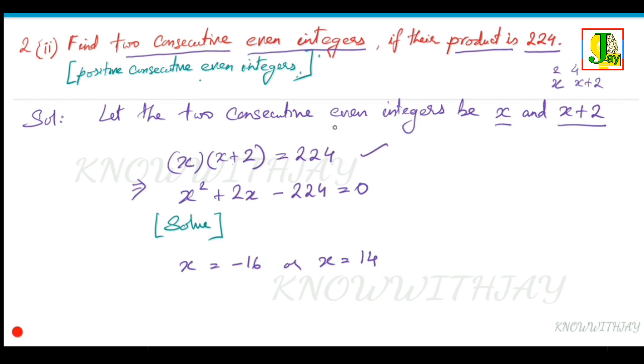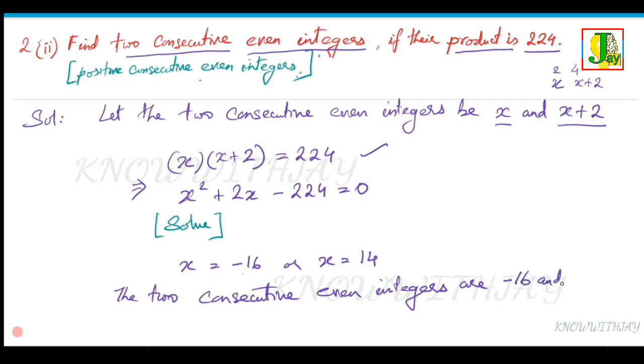Now what we need? We need two consecutive even integers. So again, this is also even and this is also even. Both are also integers. They didn't say whether it is a positive integer or a negative integer, so we have to choose both. So in that case, the two consecutive even integers are, if I choose the first one, minus 16, then I have to write minus 14. So these are the two consecutive even integers.